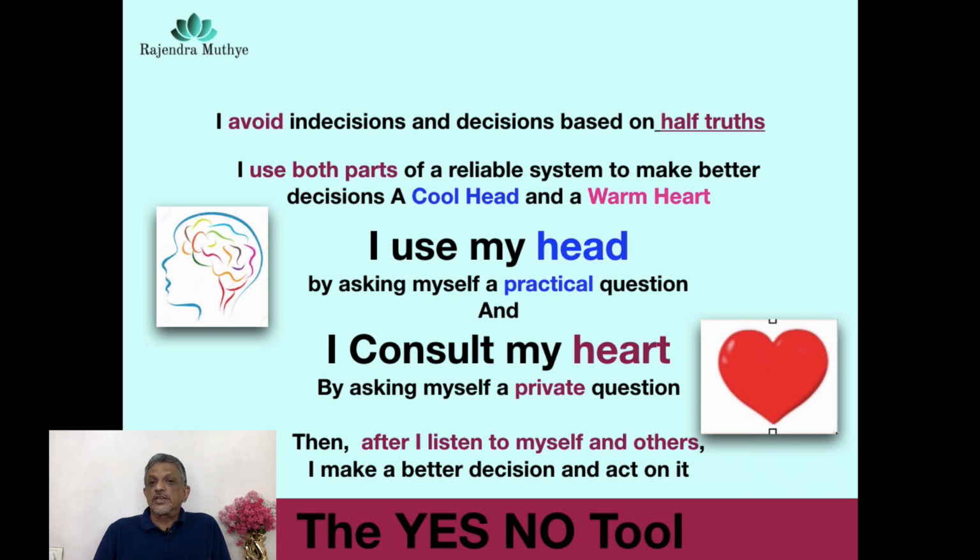Then this is a reliable system. Use both the cool head and the warm heart. You can't use just part of it. I use my head by asking myself a practical head question, and once I finish that, I consult my heart by asking myself a private question. After I complete that, I listen to myself and to others, and I make a better decision and act on it. This is the synopsis of the whole yes no tool. Let's go deeper into the yes no tool.